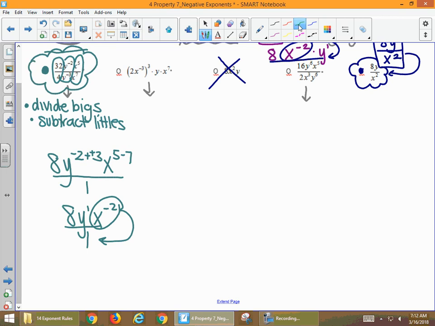Moving right along. Let's do this 16 and 2 one, which is very similar to the one we just did. Divide the bigs, subtract the littles. Let's stay on that flow. 16 divided by 2 is 8. And then be careful because your like bases aren't right on top of each other here. I have y to the 6 over y to the 6. So this is 6 minus 6. And then x to the 5th over x to the 3rd. So x to the 5 minus 3.